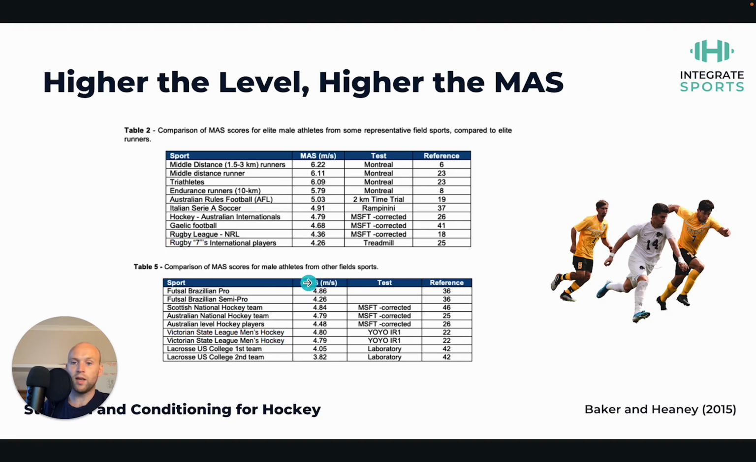And then across different field-based sports, if you like, so removing things like middle distance running, which is kind of an unfair comparison, Brazilian futsal came out pretty high, but then you can see here Australian national team around 4.8, 4.48 for national level players, and then state level players high again at 4.8. So generally speaking, hockey comes out as requiring a very high MAS score at the elite level, which goes in line with the fact that it's a very high running demand, which we already know.